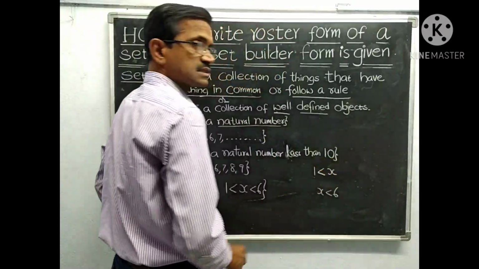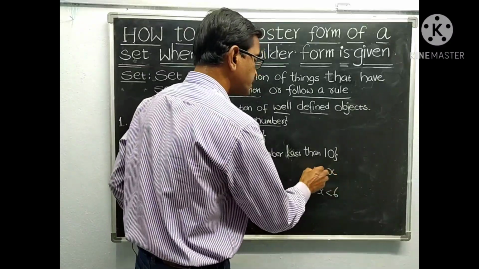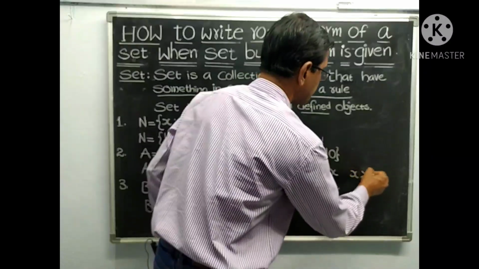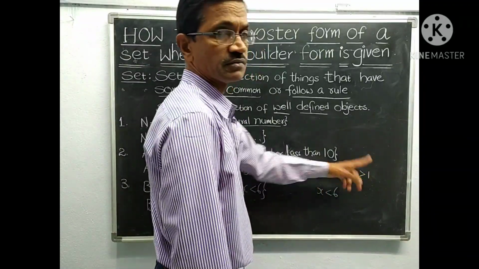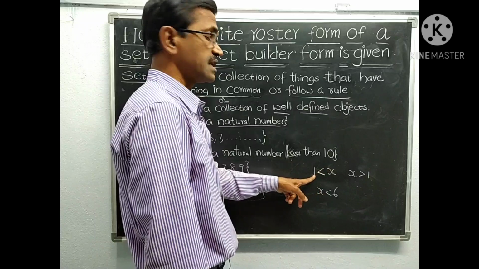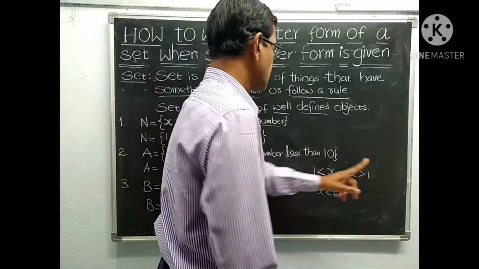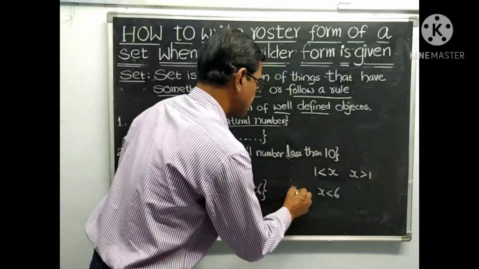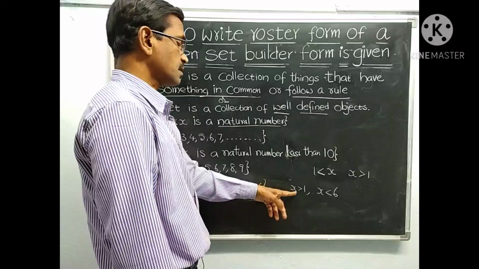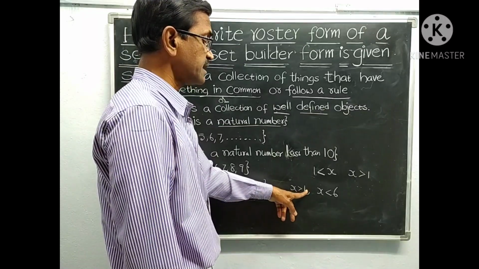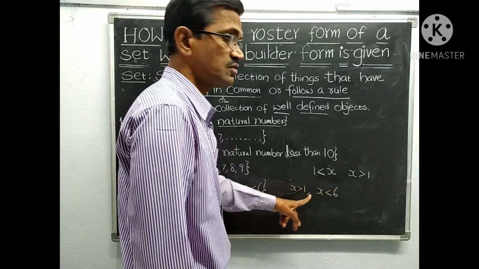1 is less than x means x is greater than 1. 1 is less than x, so x is more than 1. So x greater than 1. Let us write this here: x greater than 1 and x less than 6. That means x is greater than 1 and less than 6. So x lies between 1 and 6.